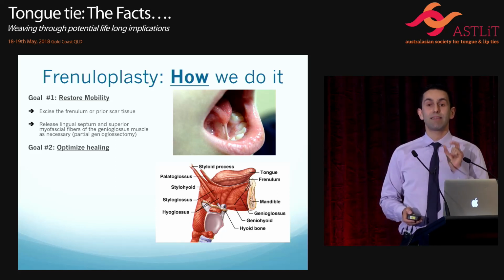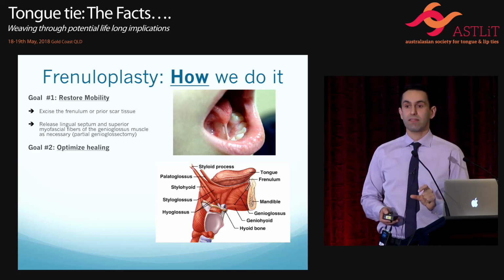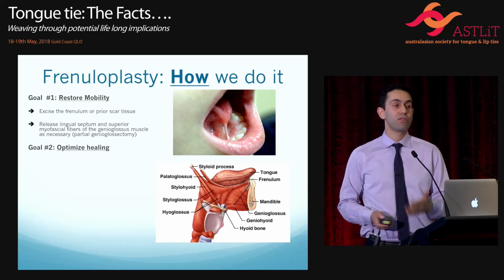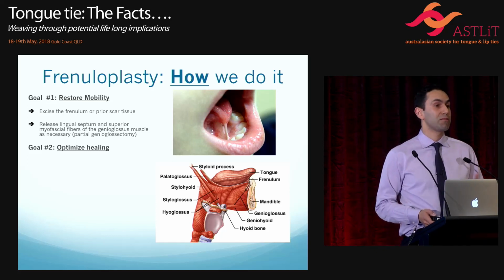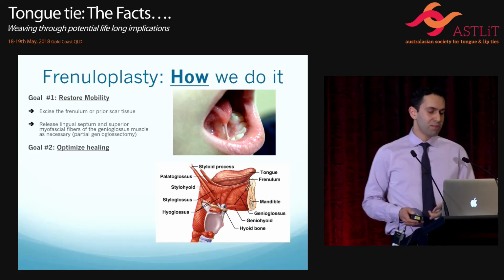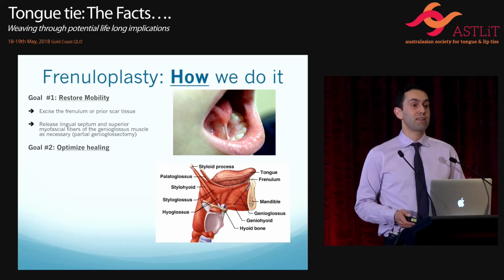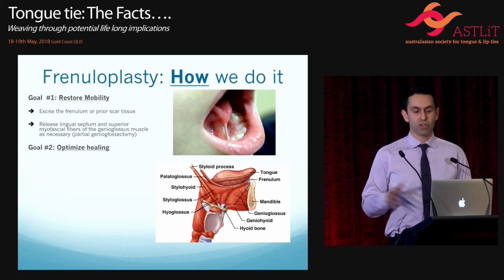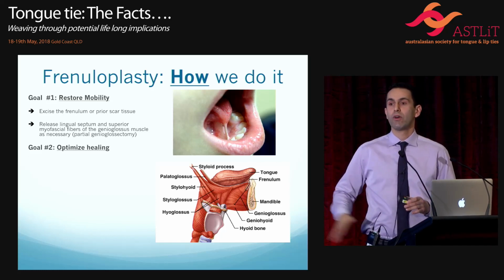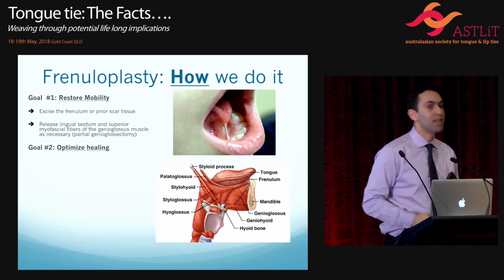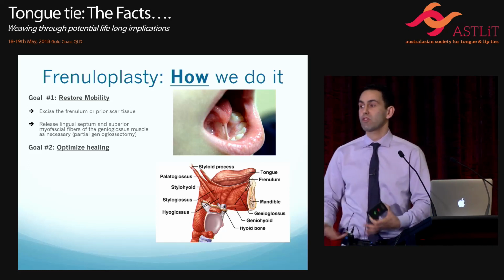Okay? In some cases, and only in some cases, we carefully choose these cases, we go deeper. And when we go deeper, we're going into the genioglossus muscle. When you go into the genioglossus muscle, this is no longer a frenuloplasty. This is a partial genioglossectomy. Okay? And we'll show you how and when we do that. We don't recommend that you do this unless you've been trained and you understand specifically why you're doing it, but we just want to show you what's possible so we can advance the field.